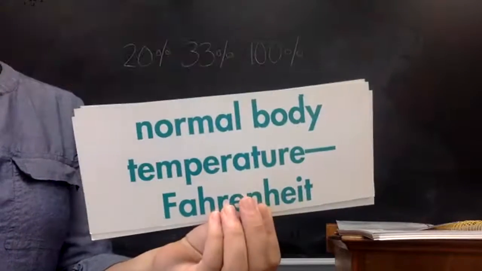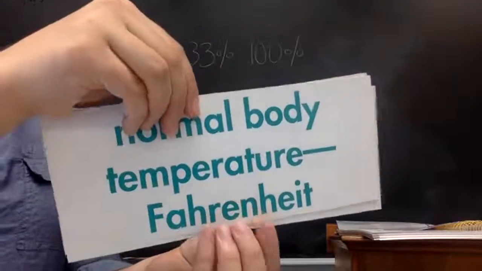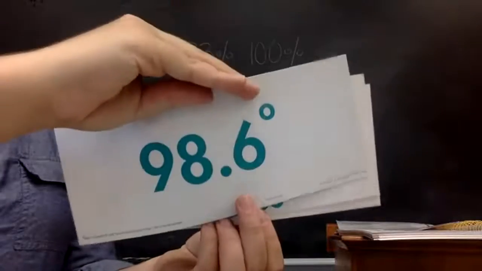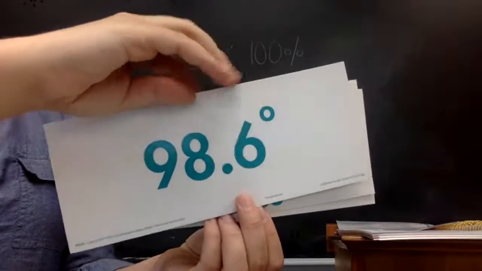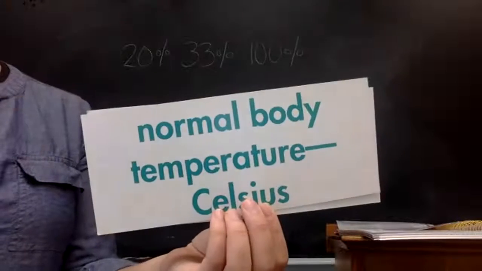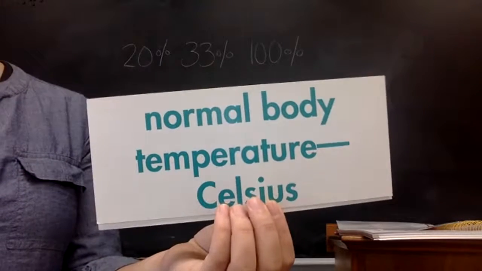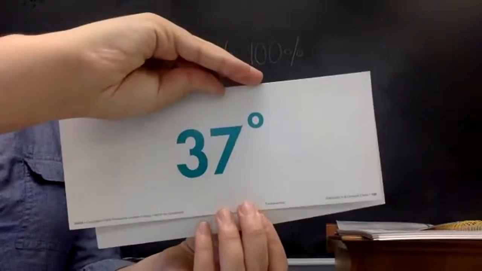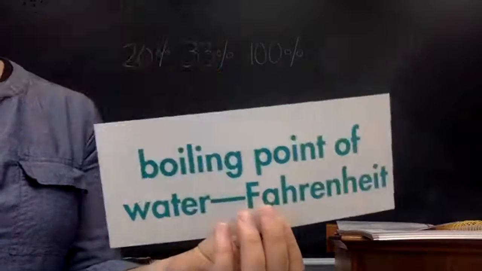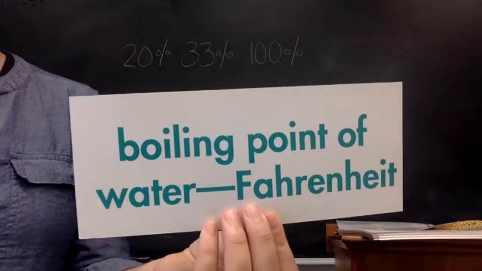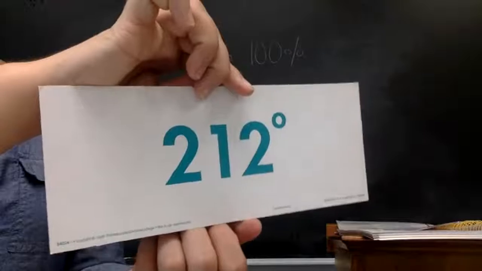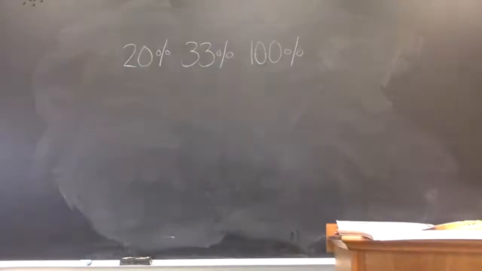0 degrees. What is normal body temperature, Fahrenheit? 98.6 degrees. What is normal body temperature, Celsius? 37 degrees. And what is the boiling point of water, Fahrenheit? And that is 212 degrees.